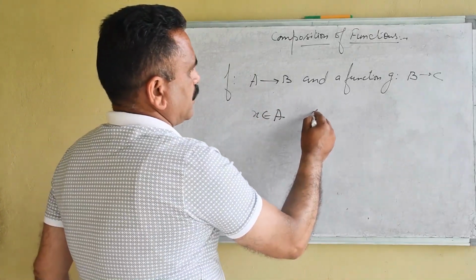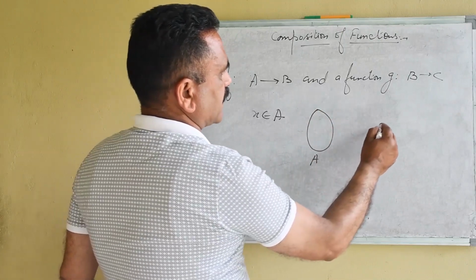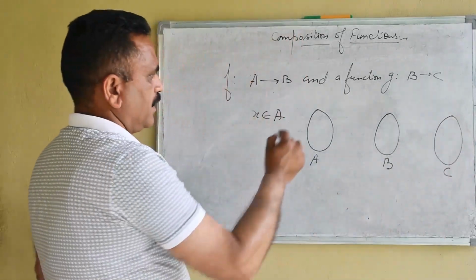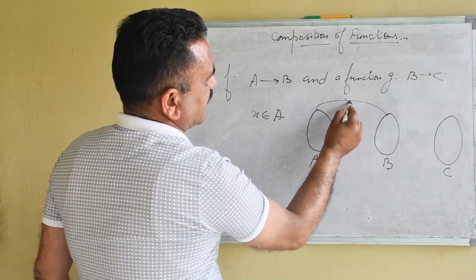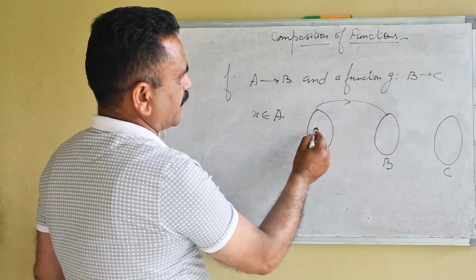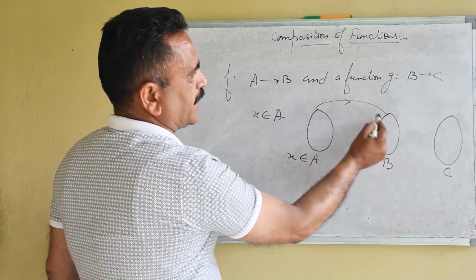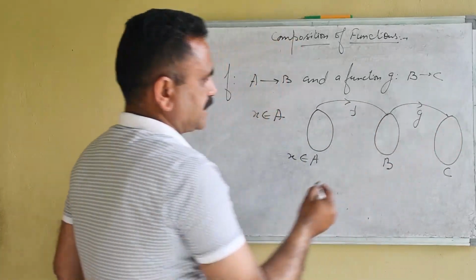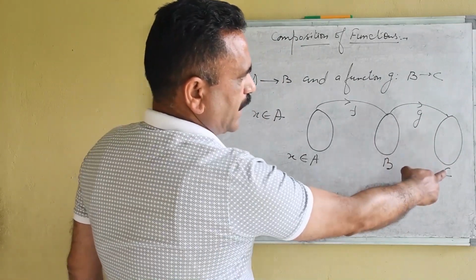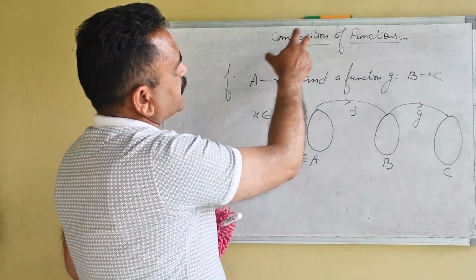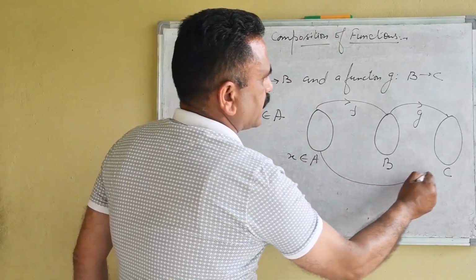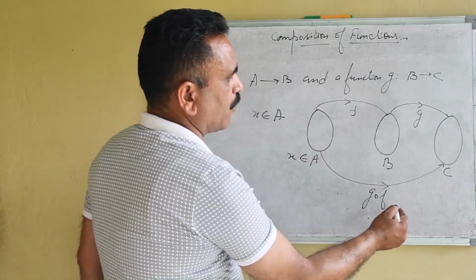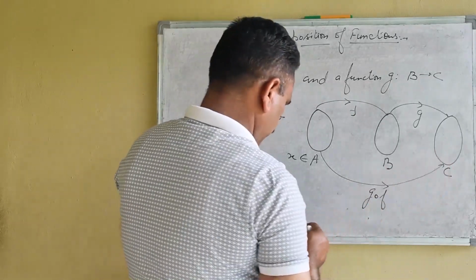In pictorial form, suppose this is set A, this is set B, and this is set C. Now what is f? f is associating the elements of A to elements of B. This is f and this is g. g is connecting the elements of B to elements of C. So by the operation of composition of functions, we can connect the elements of A, through g circle f, g of f, to the elements of C.